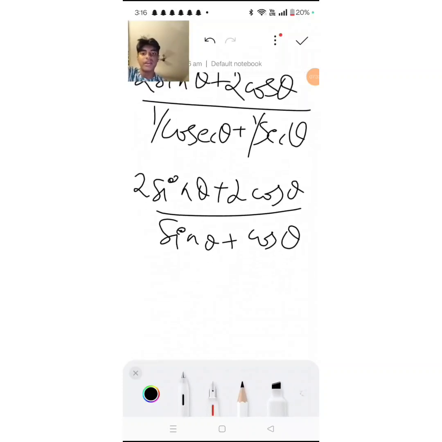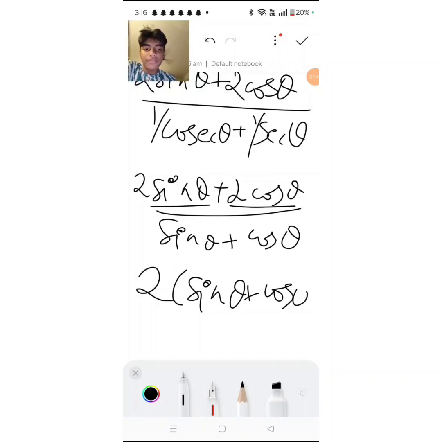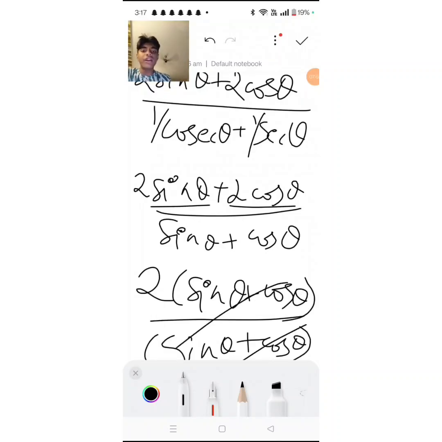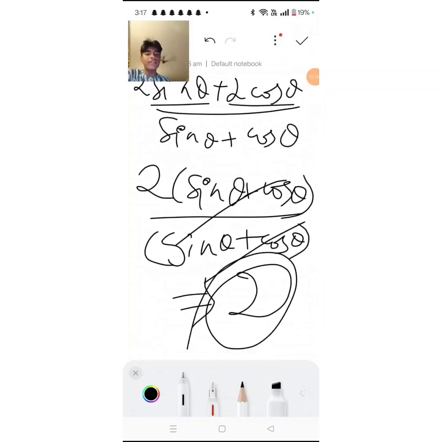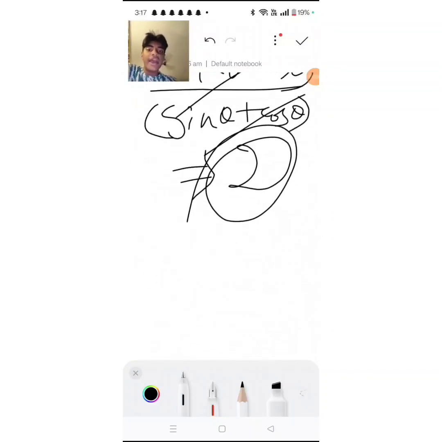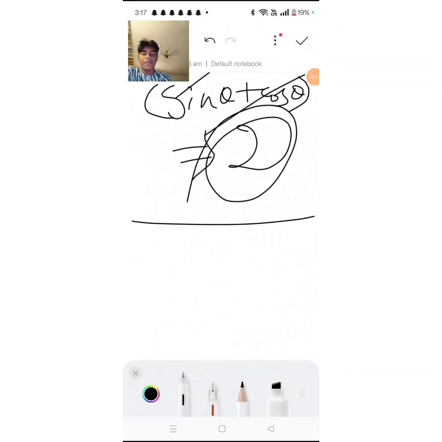Similarly here, there's something common between this and this. What is common? 2 is common. So I factorize 2 out: sine theta plus cos theta, sine theta plus cos theta. Now, who is stopping me? Now I can just cut this. Done. The answer is ultimately 2. This is why factorization is so incredibly important. And this is not the only way to do factorization. Factorization can also be done by grouping.